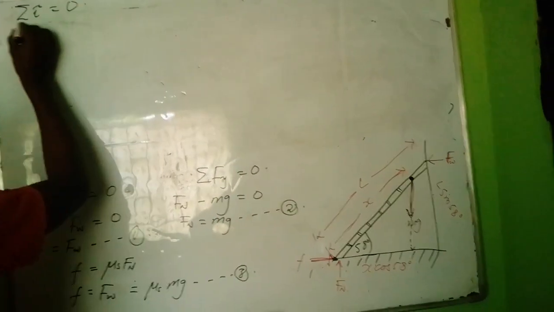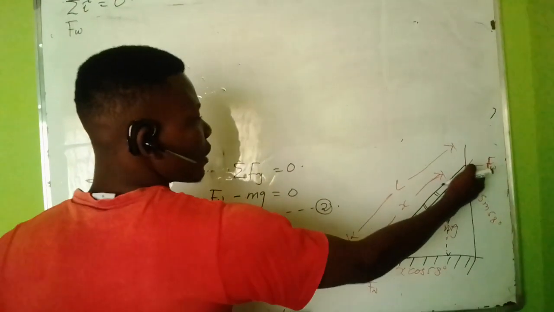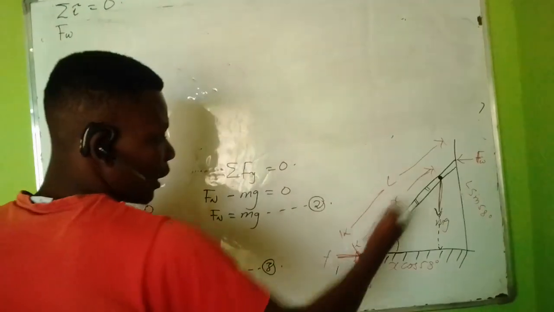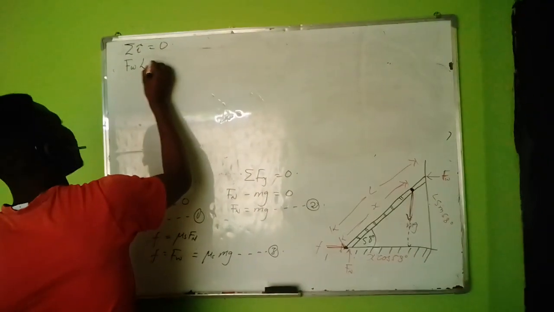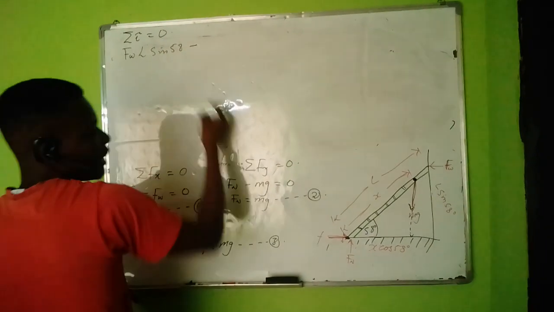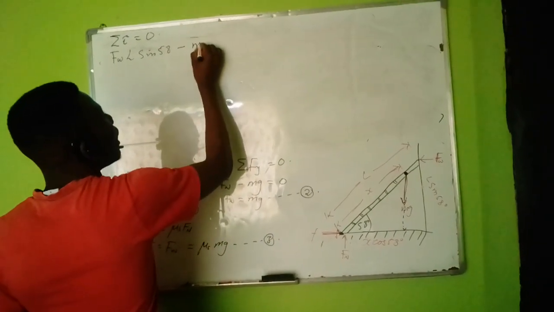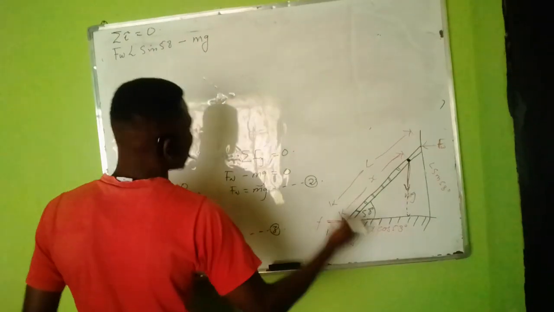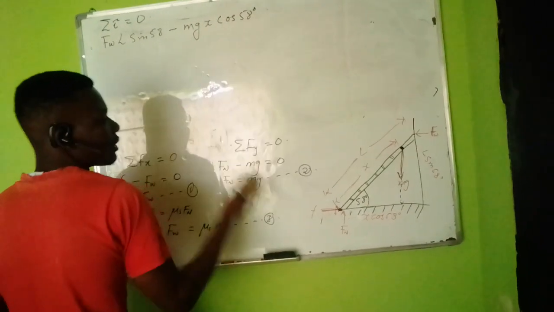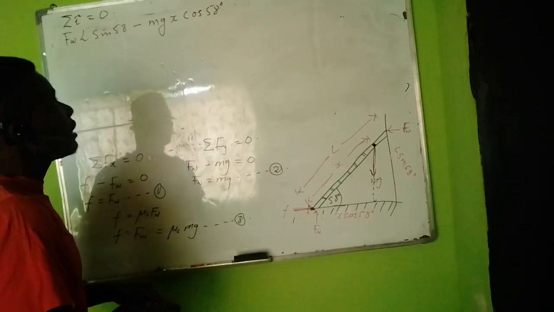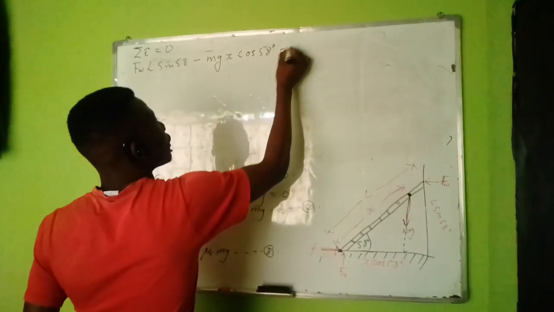So we're going to have W times perpendicular distance. Now the perpendicular distance of this force is basically L sine 58, or the length of the ladder, which looks like the hypotenuse, times that angle. So I have Fw times L sine 58 minus this force, which is going in the opposite direction, which is mg. And what is the distance? This is the distance that I had to establish earlier, which is x cos 58 degrees. So x is just the distance that this guy is going to cover before the ladder begins to slip. Okay, so this should be equal to zero.